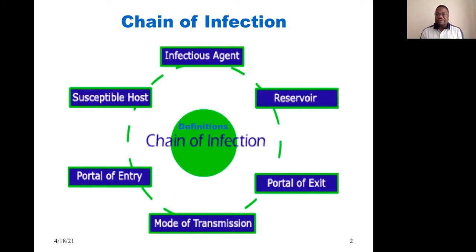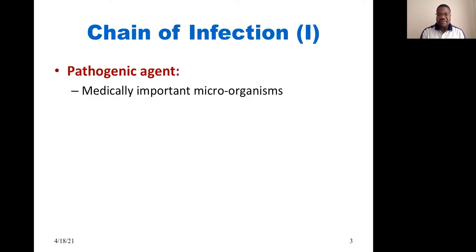To try to prevent an infection, that is the objective of infection prevention. Infection prevention's objective is to put measures in place anywhere in the chain to try to break the chain. What is it that you can do to break the chain at any of these points? But that will not be the reason for this present lecture. This lecture is just to take you through the chain of infection so that you can understand what makes it possible for an infection to take place.